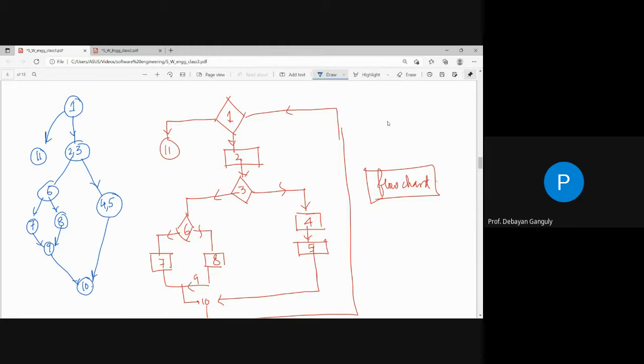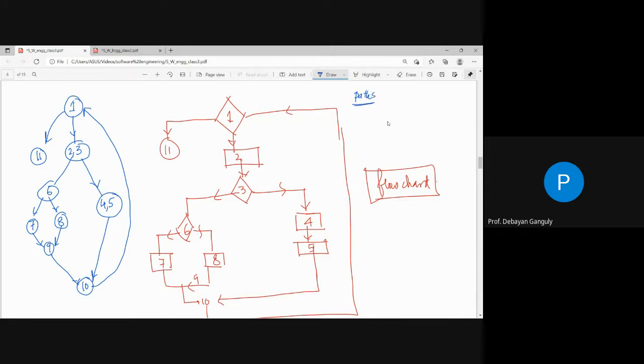And this 10 goes back to 1. So this is the corresponding control flow graph that we draw from a flowchart. That may be the question, because we already know how to convert a program into a control flow graph. In that case, a flowchart is converted into a control flow graph. Now, what are the different paths? I am just writing the paths here.